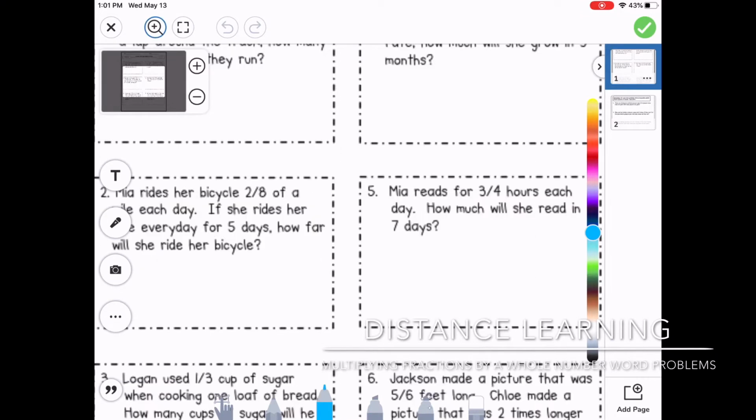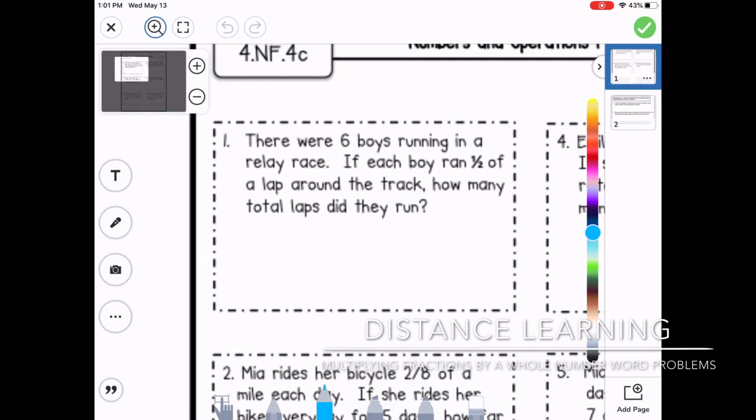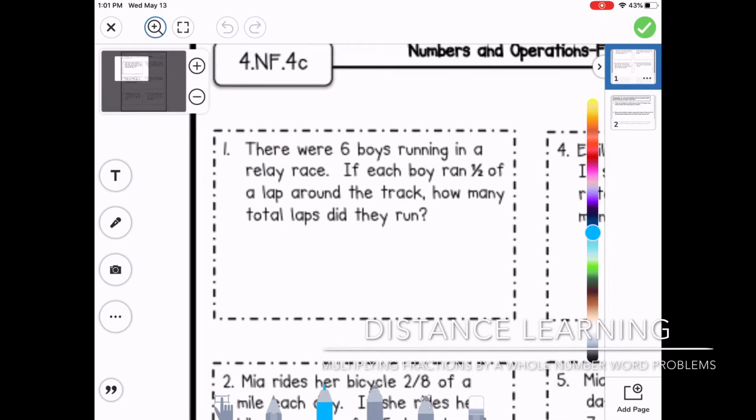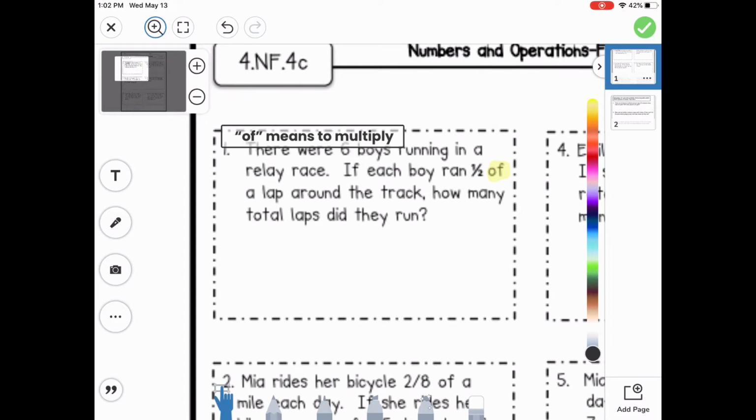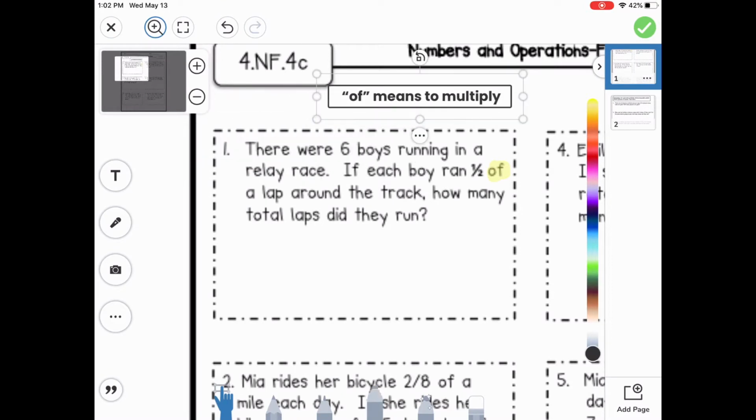Now, before we get started, I want to point out one key word that you often see in word problems that have fractions in them, and that key word is the word "of." When you see the word "of" in a word problem with a fraction, usually that means it's telling you that you're going to need to multiply. So in a lot of these word problems today, you're going to see that word "of." So just remember, "of" means to multiply.